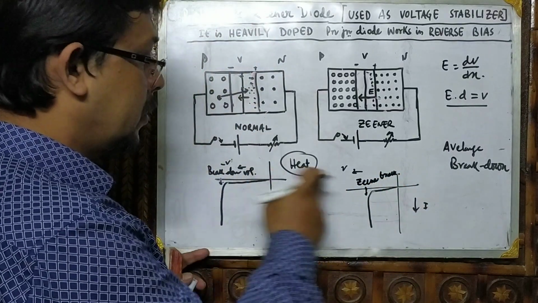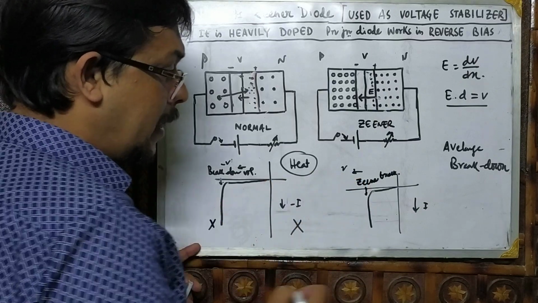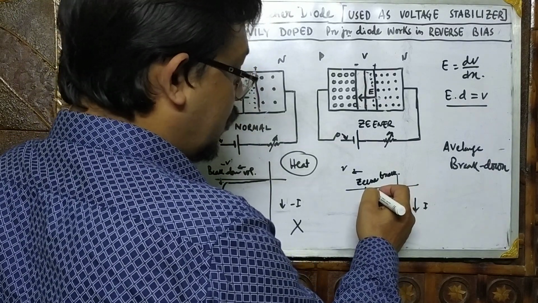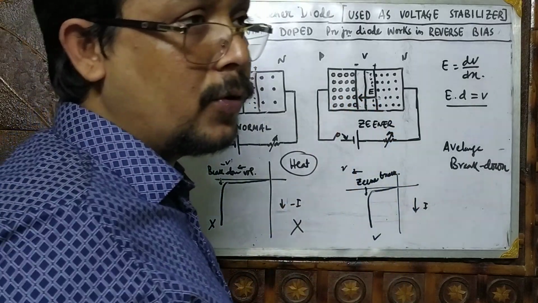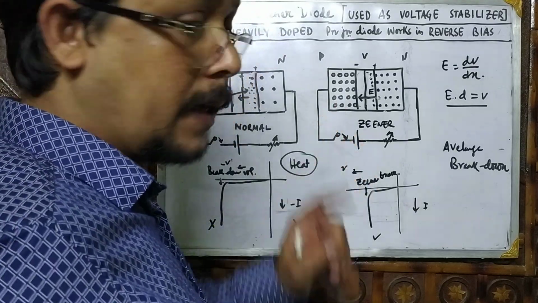See, this is also breakdown, this is also breakdown. This is for the normal PN junction, and it will destroy the PN junction. But here, at a very short voltage, you can get the Zener breakdown, and we can use the diode again, because there is no generation of heat, there is no question of destroying the PN junction. That is the Zener diode.